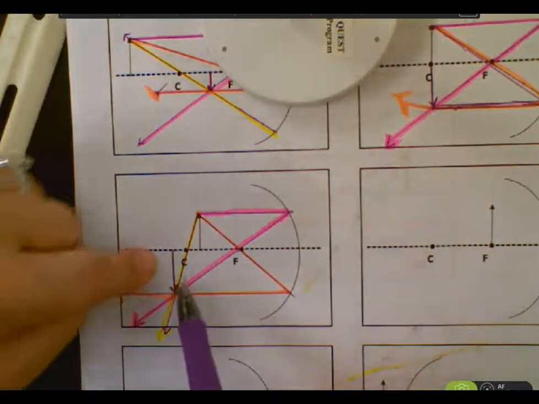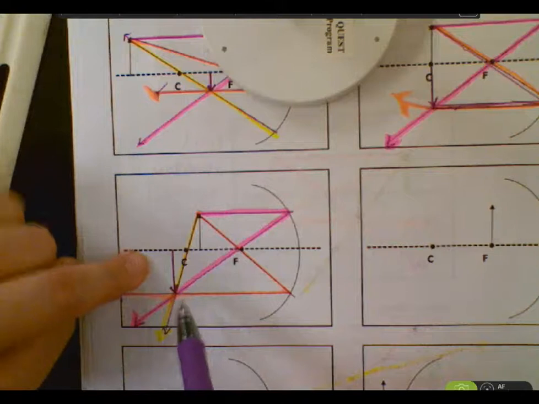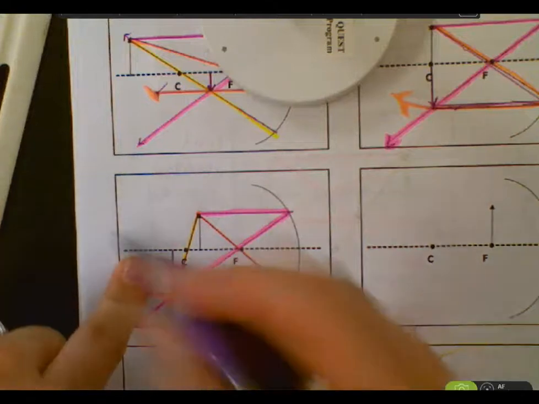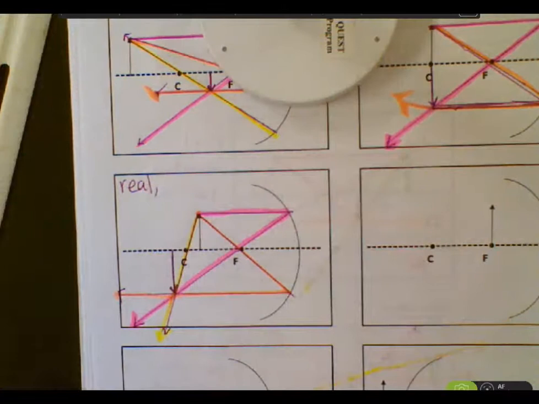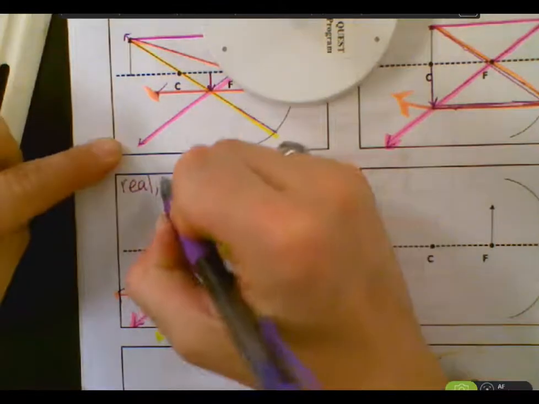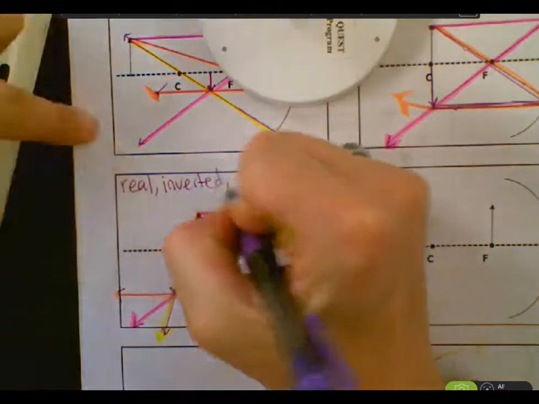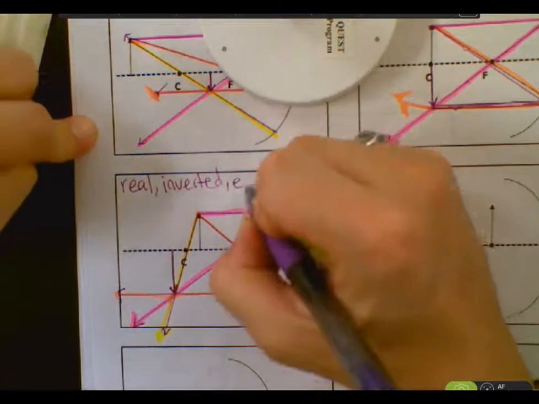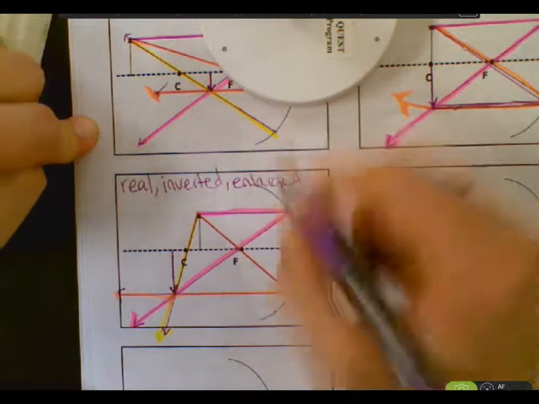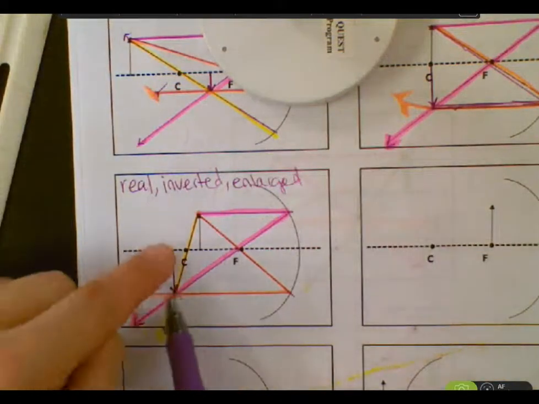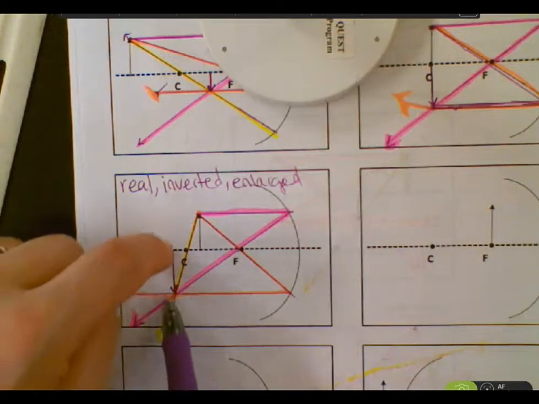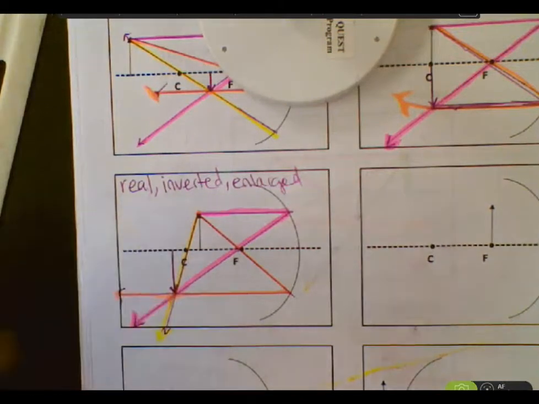So what is up with this one? Real or virtual? Real. Is it inverted or upright? Inverted, and enlarged, yep. So generally speaking, you should know now that when your object is in between C and F, your image will be out here and it will be larger. Okay? Ooh, another unique scenario.